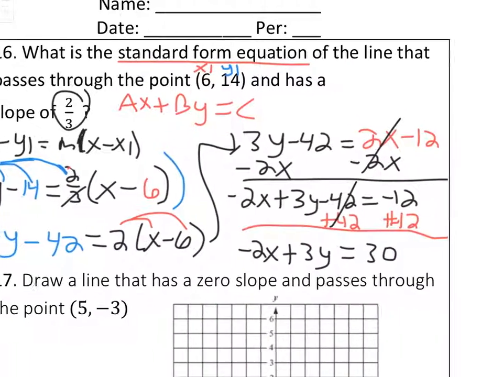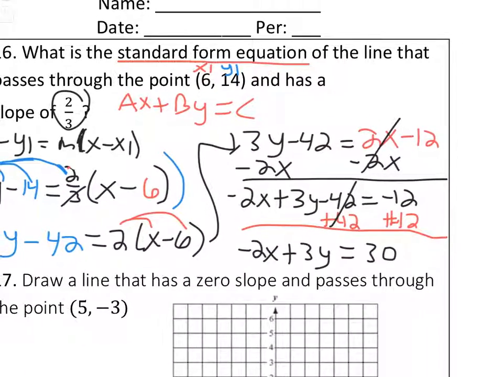One thing that I haven't touched a lot on in class is in standard form, you cannot have a negative in front of the x term. So the quickest way to get rid of that is to multiply the whole equation by a negative 1. In other words, you're just changing the sign of every single term in there. So the negative 2x becomes a positive, the positive 3y becomes a negative, and the positive 30 becomes a negative as well.